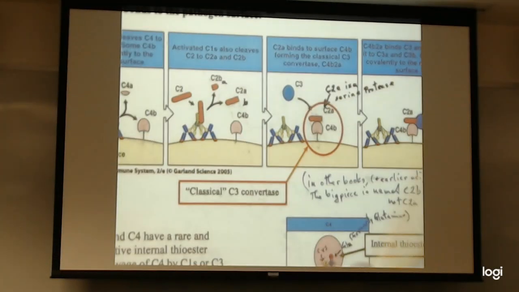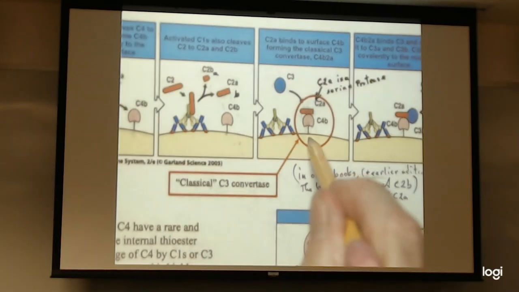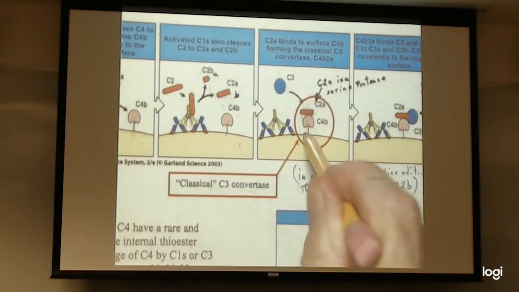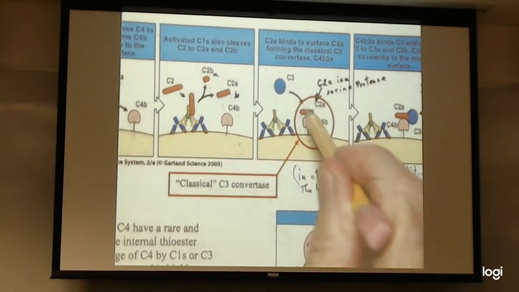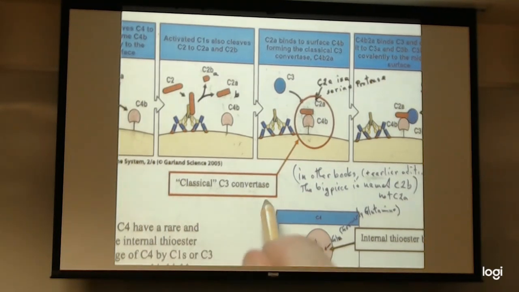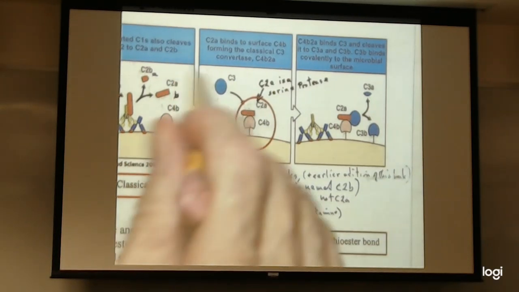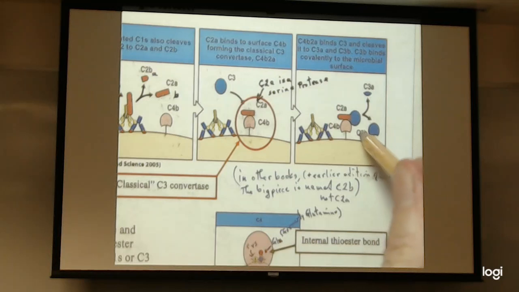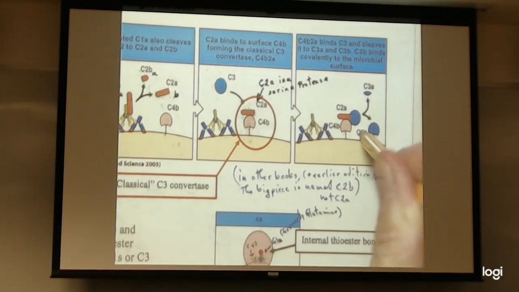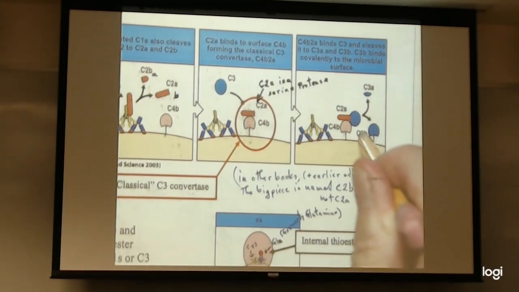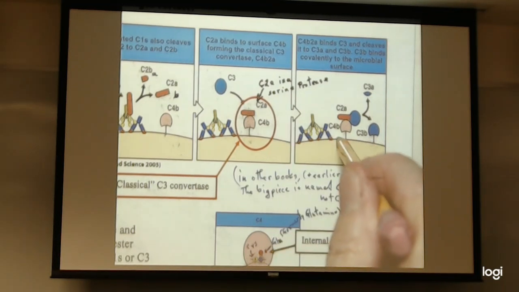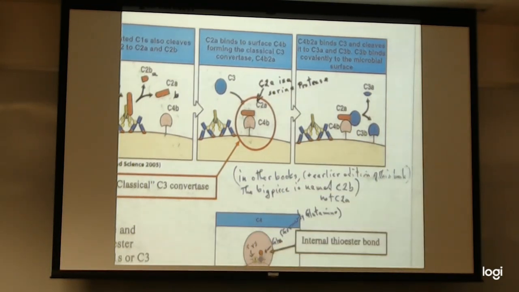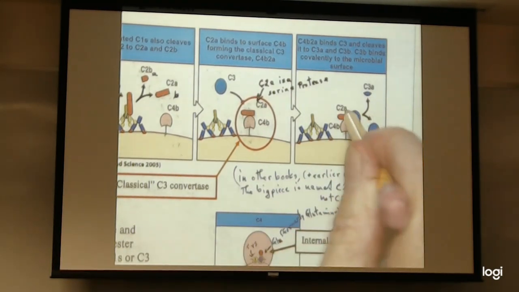Okay, this pair of proteins right here, C4b paired with the C2 fragment, is called classical C3 convertase because it converts C3 to C3b. Okay. Now, there is an alternative C3 convertase we're going to talk about. So this is classical C2, C4.